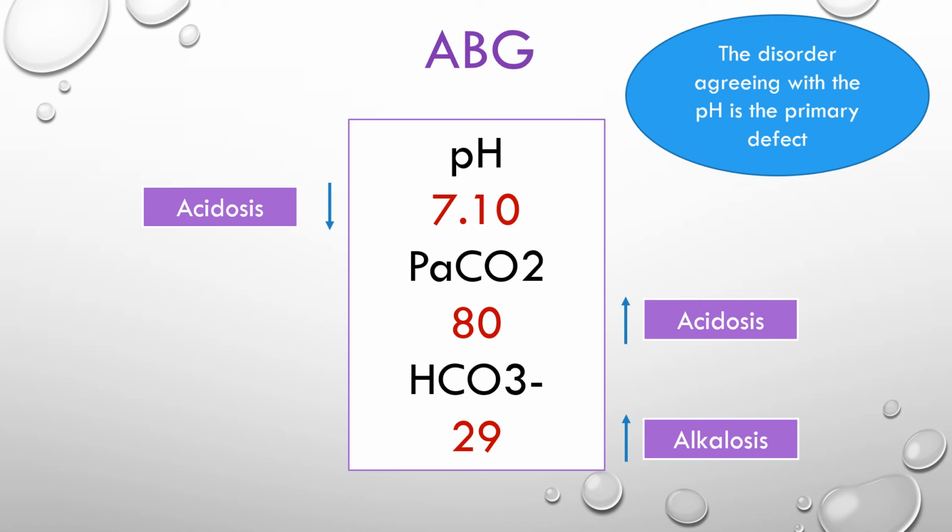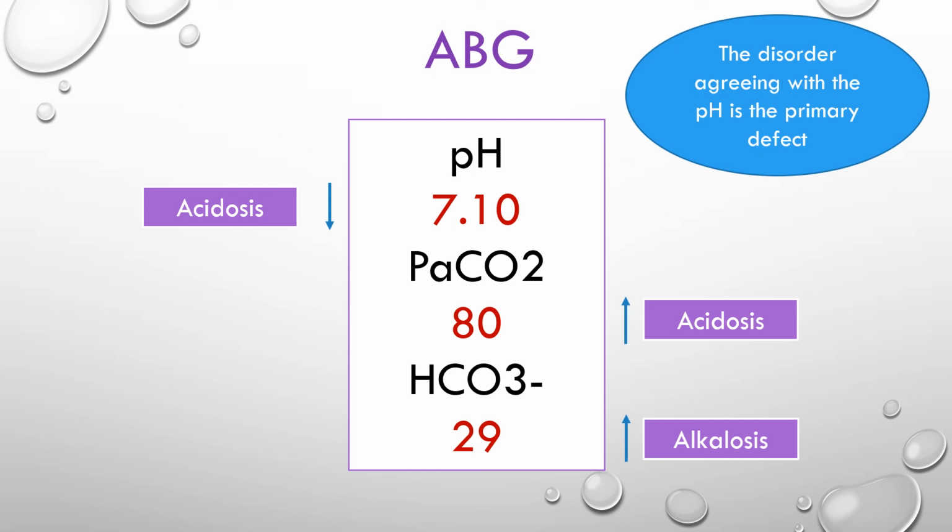Now look at the PaCO2 level. It is showing acidosis, agreeing with the pH. So the primary defect here is the PaCO2, meaning the respiratory component. Now the primary acid-base disorder of this ABG is respiratory acidosis.